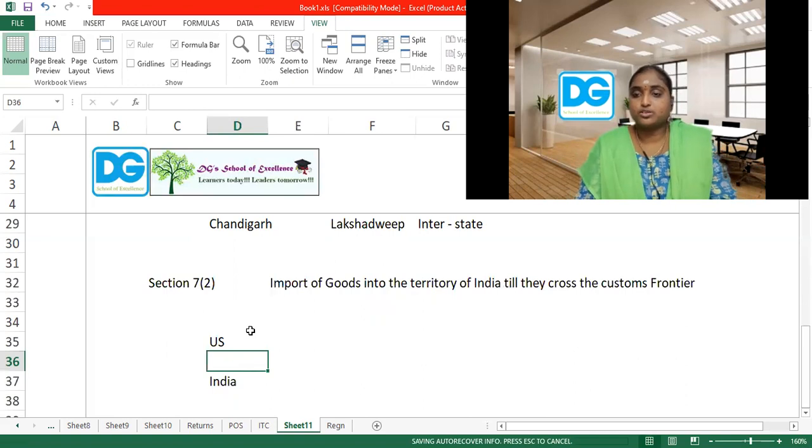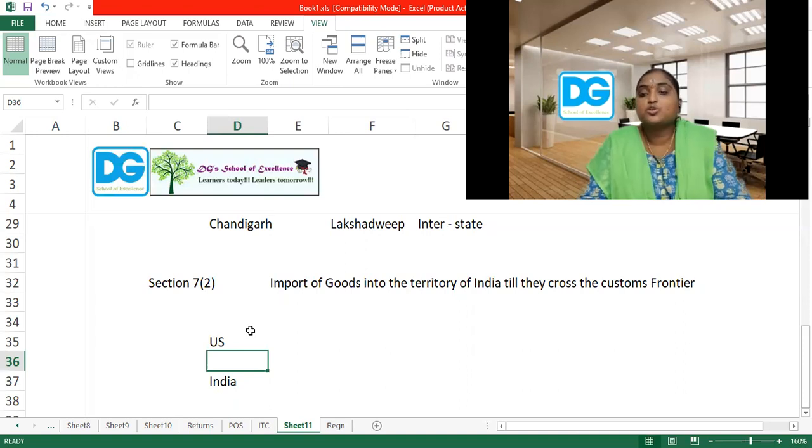Say in Tamil Nadu itself, and the goods are also going to come to Tamil Nadu. But still, they got an order during the high sea. So in that case, it will not be treated as intrastate. It will still be treated as interstate supply because the goods have not reached India. They have not touched the customs frontier.